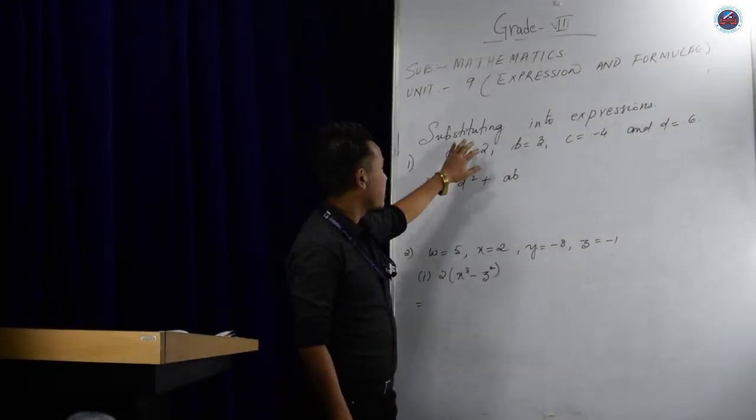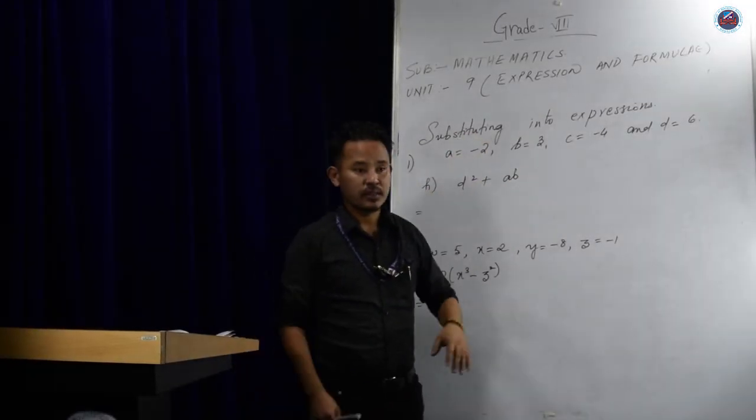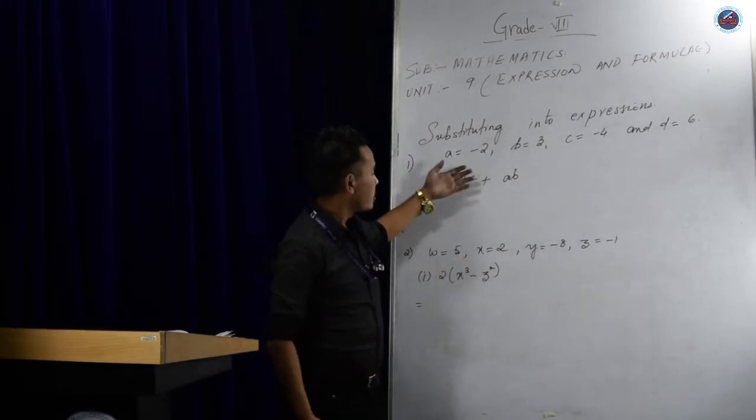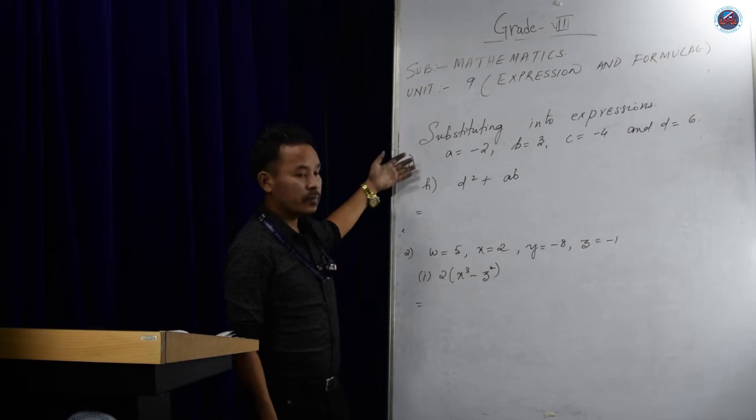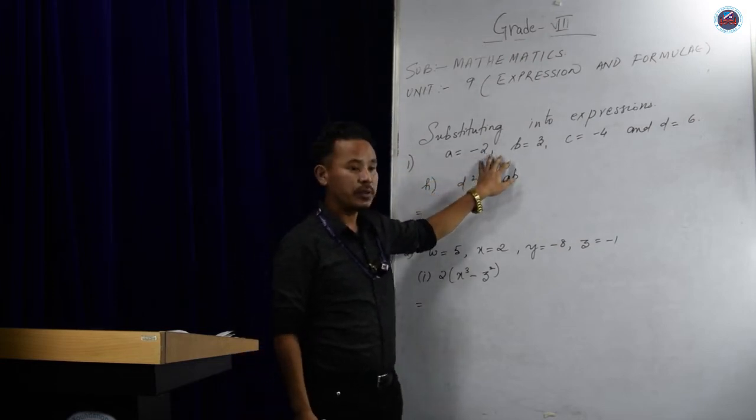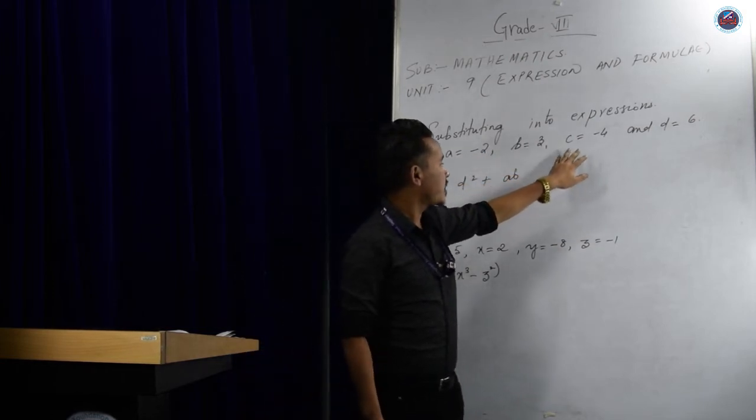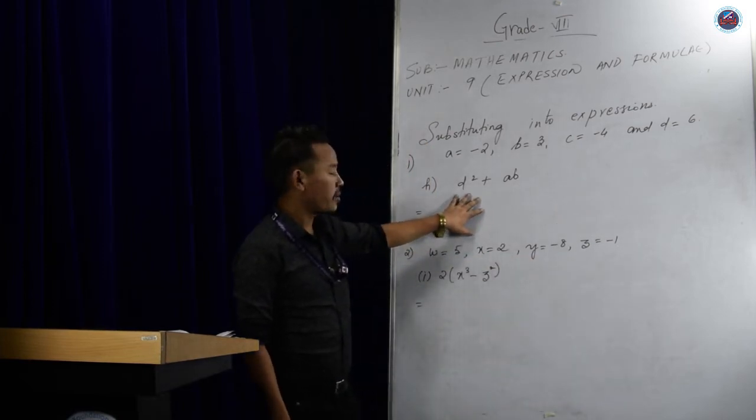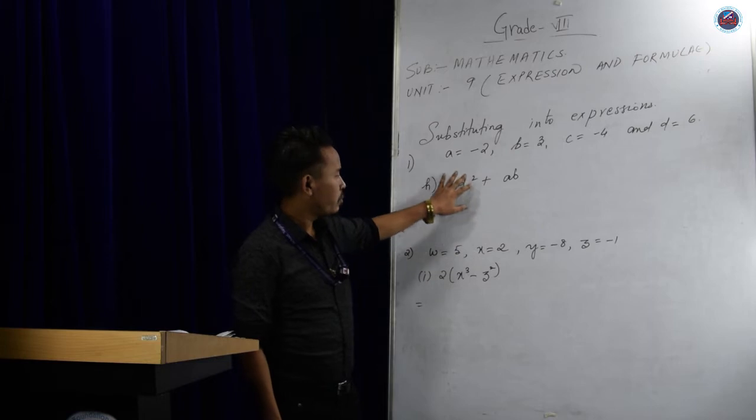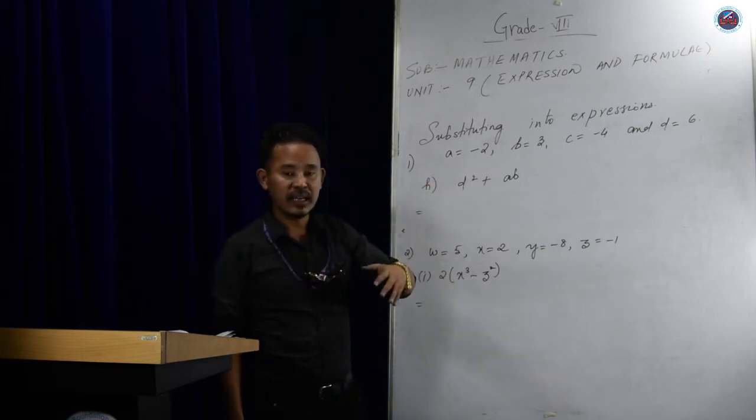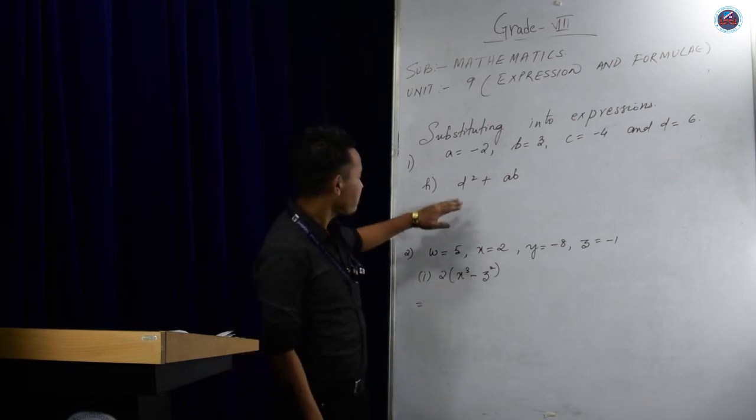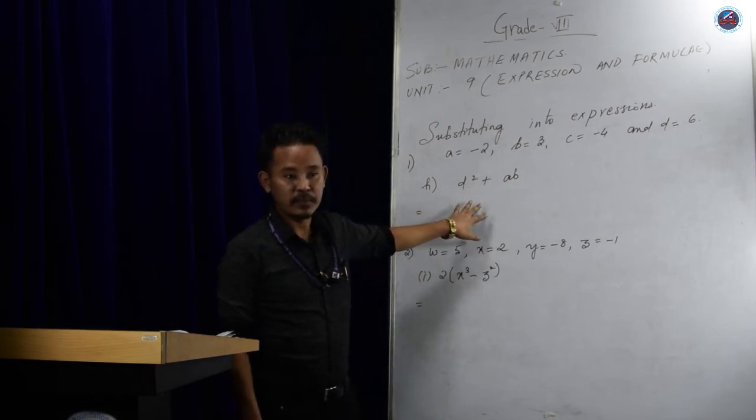Okay. Moving on to the next, we have substituting into expressions. Substituting generally means to substitute a value. Here we have question number 1, where the value of a is given as -2, b is given as 3, c as -4, and d as 6. There are maybe around 6 or 7 questions, but I have taken only one. In my notes I have solved 2 more sums here. So I'll be doing only one sum here.